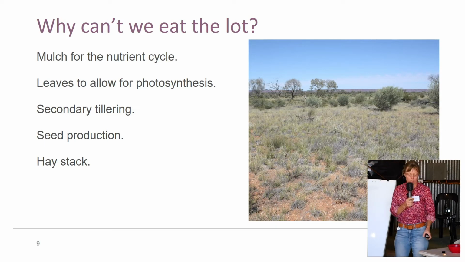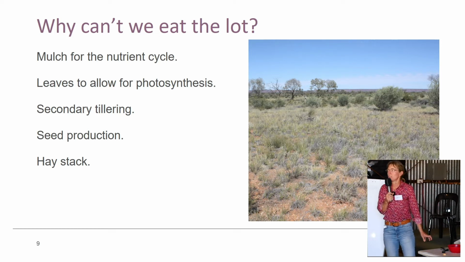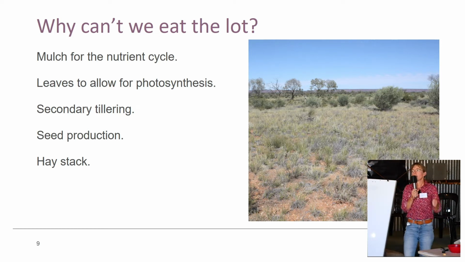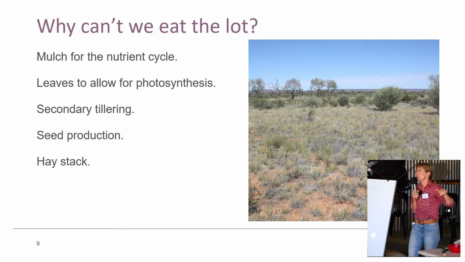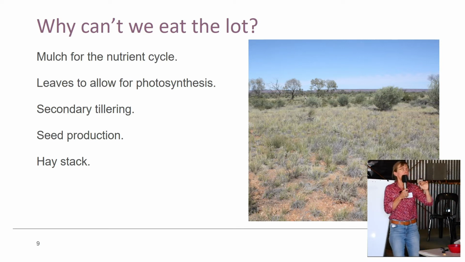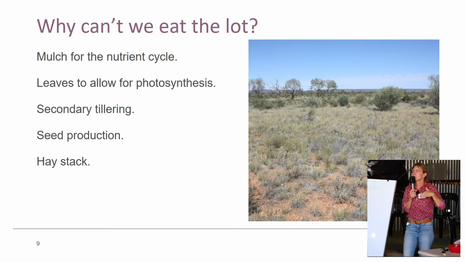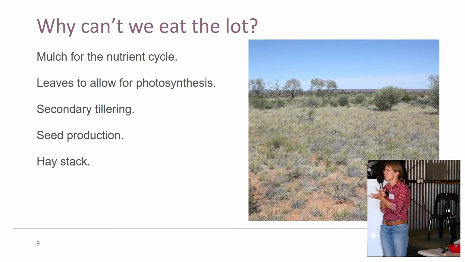Why can't we eat the lot? I think we've heard a lot of that over the last 2 days anyway, but we need it for the nutrient cycle. If we eat the lot, all those nutrients turn into beef and it's gone. Yeah, there'll be some in manure, but essentially mostly what we wanted was to turn it into beef. So that's gone. We need it for that nutrient cycle so that the microorganisms can keep growing, so that we're feeding the biocrust microorganisms, all the other soil microbes that live in there. They all eat some of that plant material too.